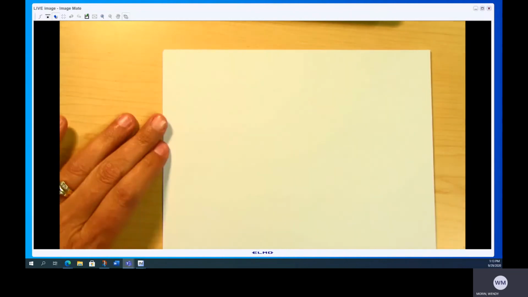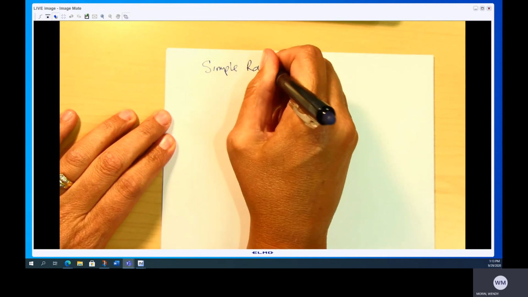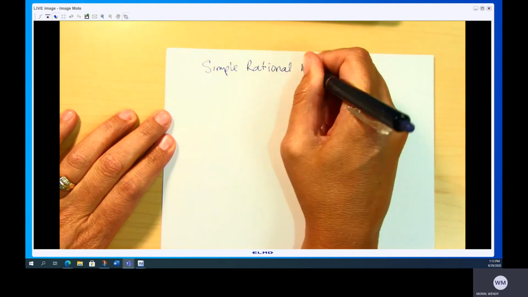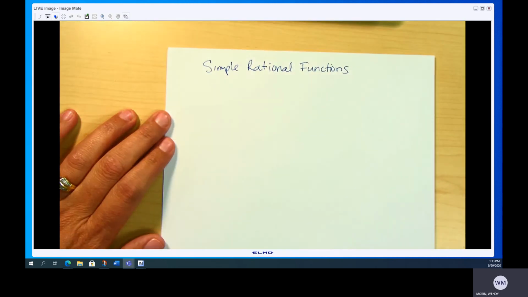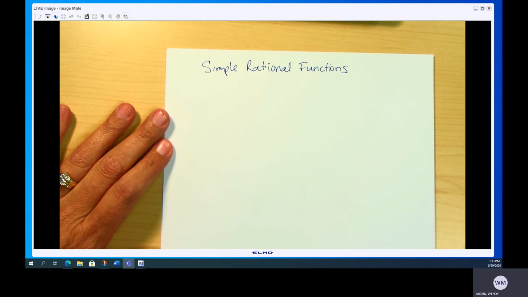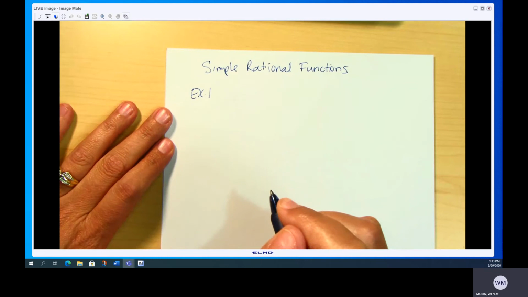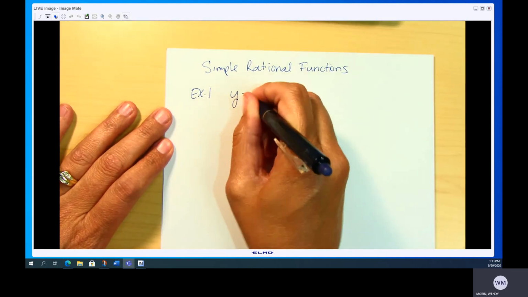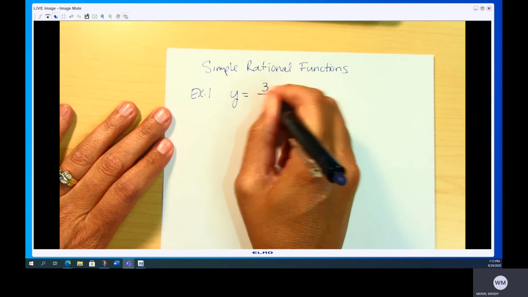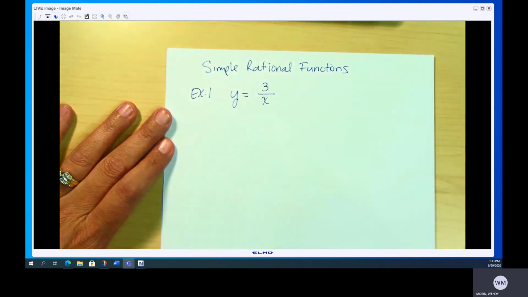Today we're going to be talking about simple rational functions. Rational in math means basically a fraction, so rational functions. So let's take a look at an example. Y equals 3 divided by x, any k divided by x, constant divided by x.